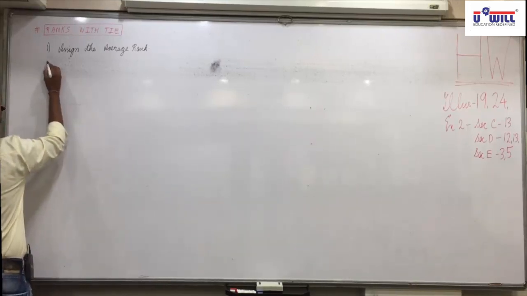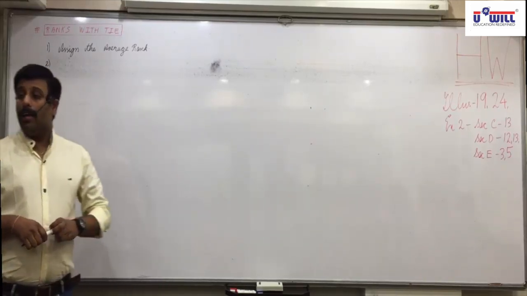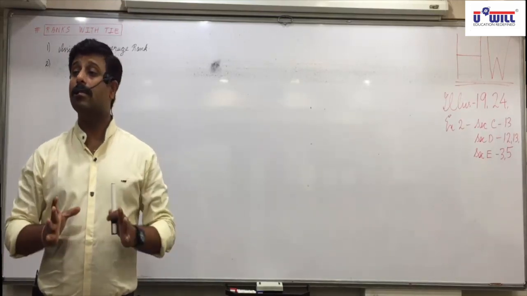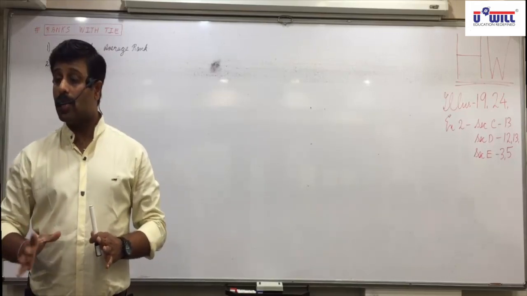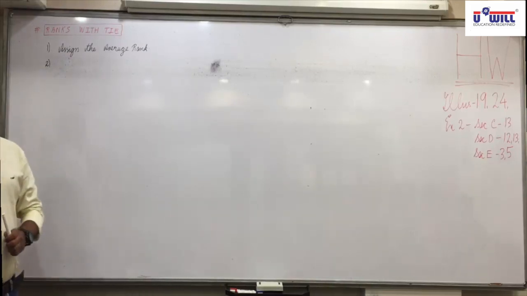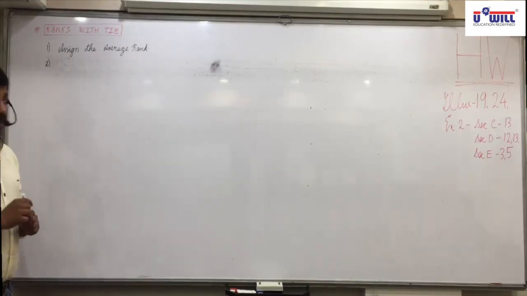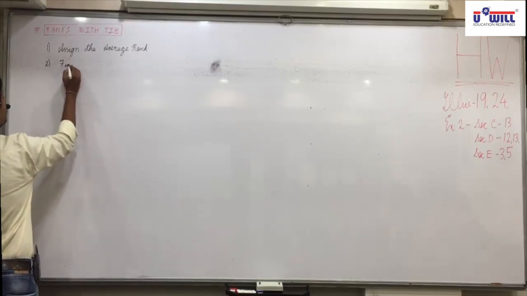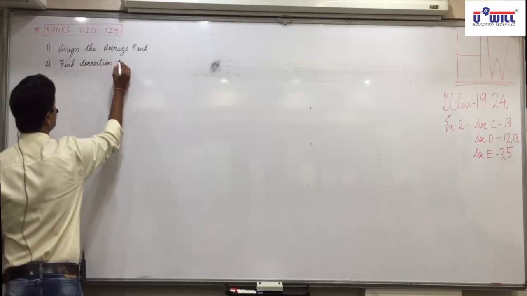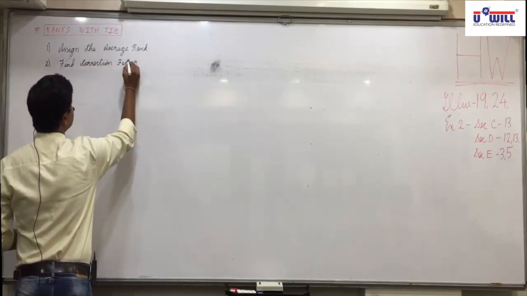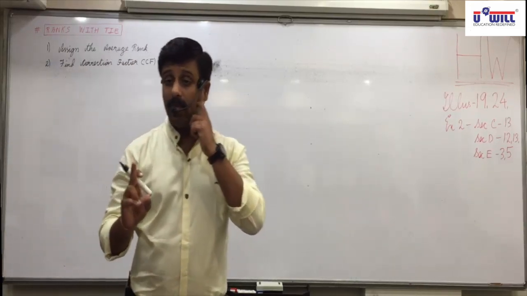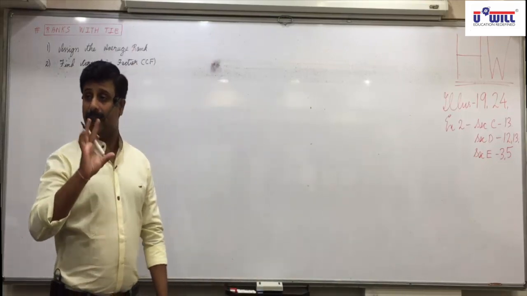Now the second step. Whenever you find average rank, error comes. Error is involved. So we need to find the correction factor. How to eliminate that error? We need to find the correction factor, which is denoted as CF. But it is not cumulative frequency. What is this CF? Correction factor.